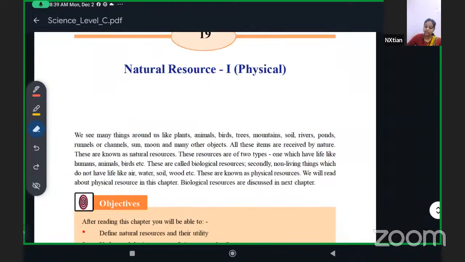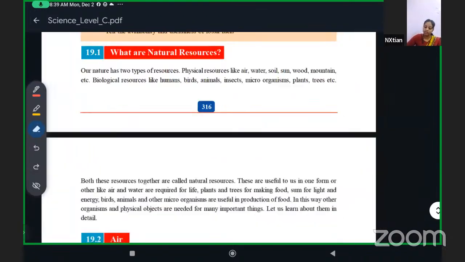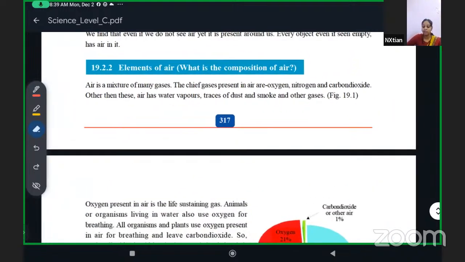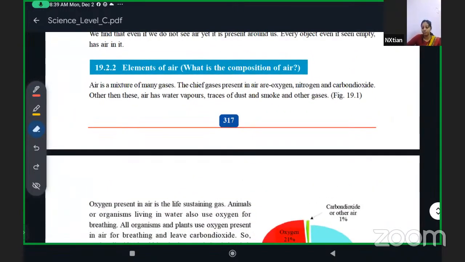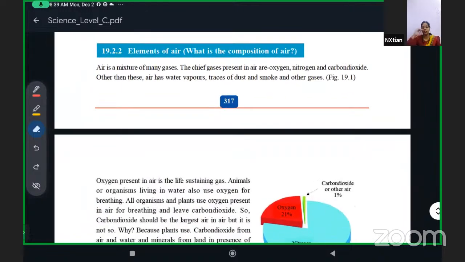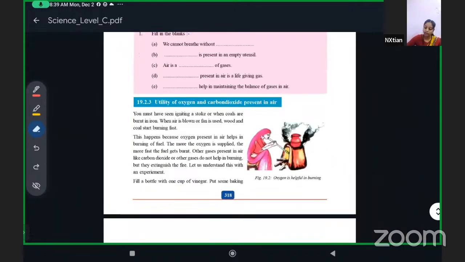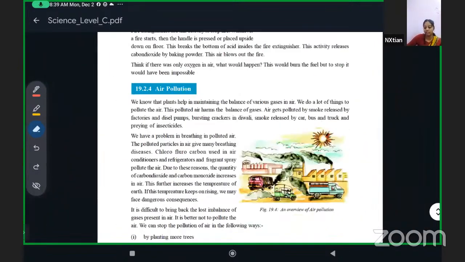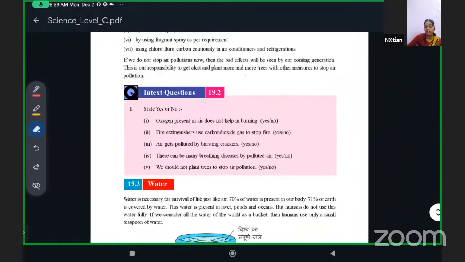Natural resources, physical resources, meaning air. We have the elements or composition of air. A short question can also be asked on the composition of air. Then the utility of oxygen and carbon dioxide, what is its importance, and what is air pollution. We have all the resources.